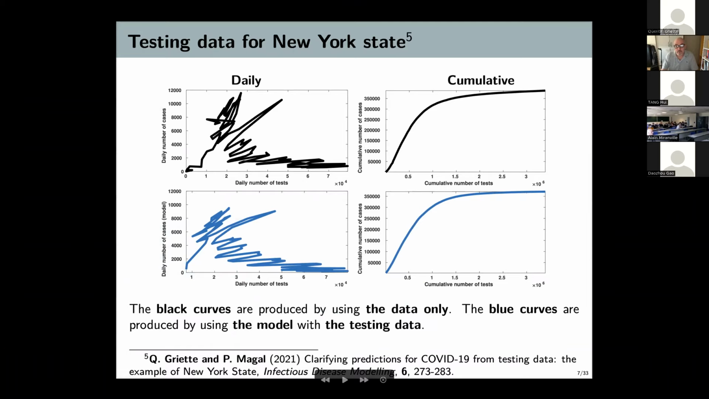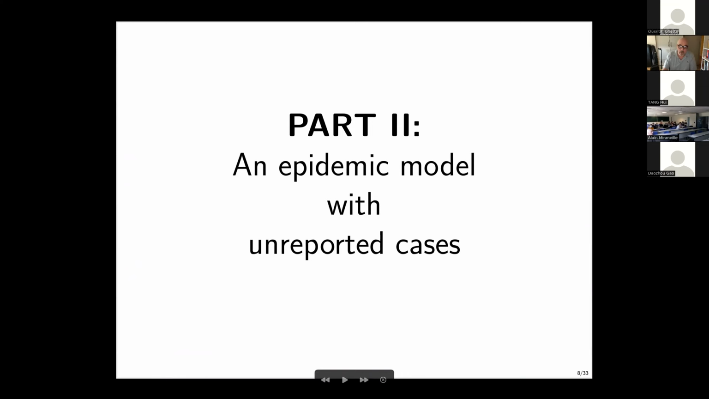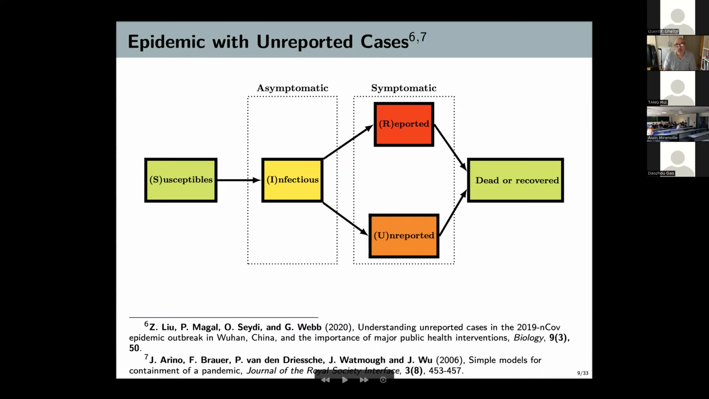Next, I want to talk about what we did at first, about an epidemic model, including unreported cases. Basically, what I want to emphasize here is the identification problem from the data. So I want to forget now this problem of number of tests and go back with data. You should think about the data for the reported case data. And we want to compare a model, including the susceptible, infectious, reported, unreported, and death or recovered.